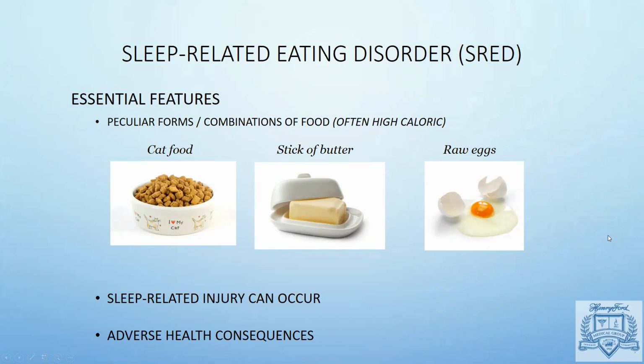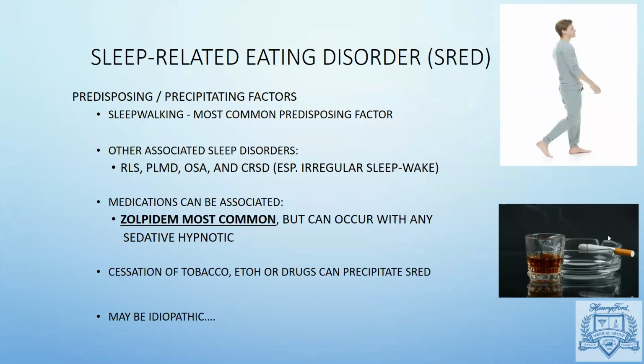And I don't know if it's got to do with the dreams that they have during non-REM sleep, but the food they choose is usually not what you'd want to eat. Cat food, butter, raw eggs, and high calorie food. What's concerning is there can be a lot of injury that can occur. Sometimes they could essentially turn on the stove and put their hands on it and harm themselves. So that's what's concerning in patients with sleep eating.